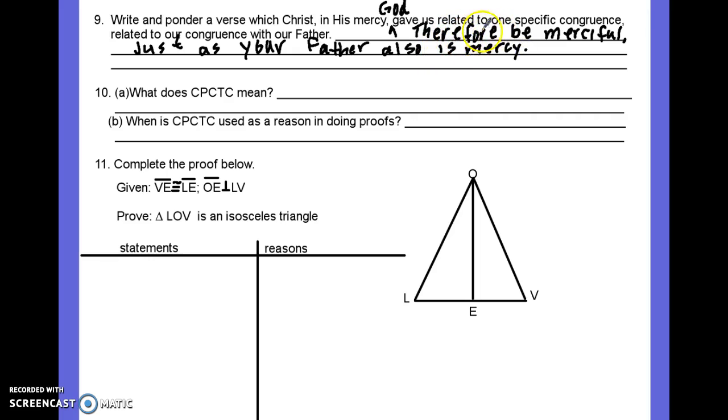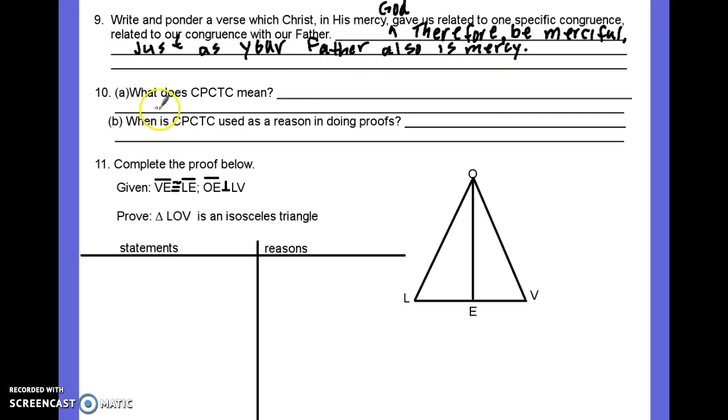So mercy is one specific attribute He wants us to show. And that's a part of His makeup. He is gracious, He's merciful, He's full of goodness and so on. So say that with me. Therefore, be merciful, just as your Father also is merciful. One more time. Therefore, be merciful, just as your Father also is merciful. So He wants us to be congruent with Him in every single way. And certainly in His mercy, He wants us to be just like Him.